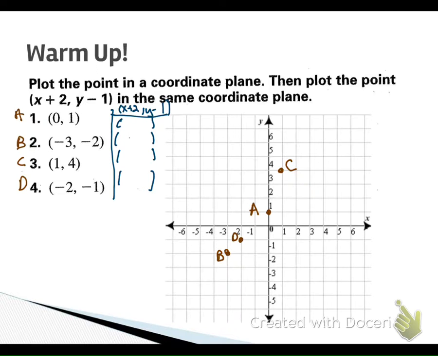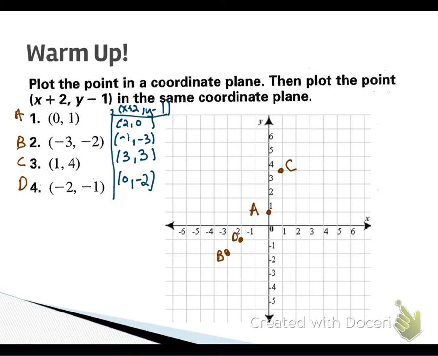So x is 0 plus 2 is 2. And then we have 1 minus 1, which is 0. And then I have -3 plus 2, which is -1. -2 minus 1 is -3. We have 1 plus 2, which is 3. And then we have 4 minus 1, which is 3. And then we have -2 plus 2, which is 0. And then -1 minus 1 is -2. Okay, and then these are now our image.